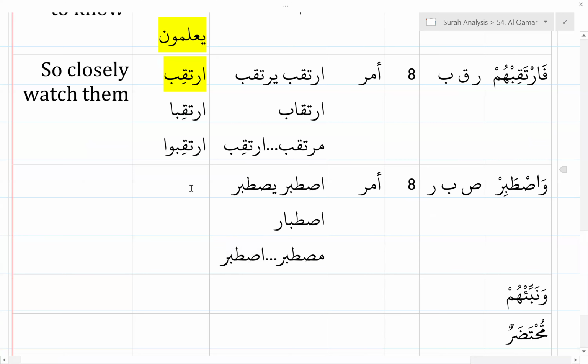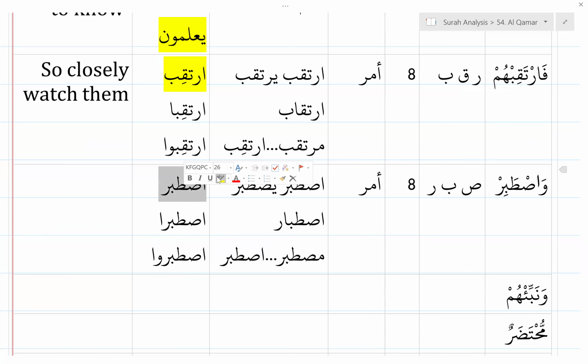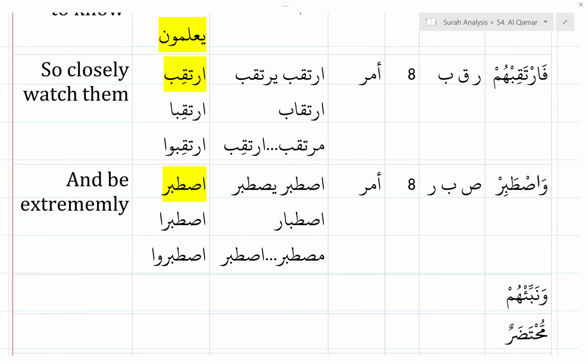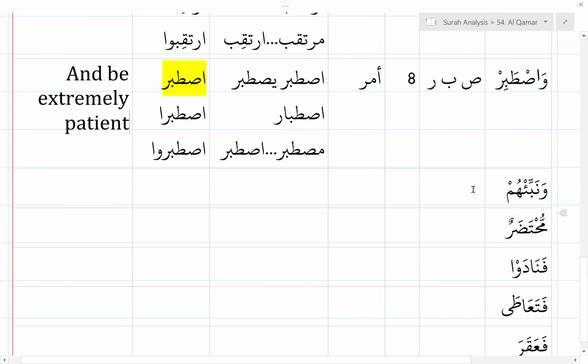Now we're going to do the sarf kabir of that. So istabir. استبر. Istabiru. To have patience. And I'm going to add extremely patient, because sabara is to be patient. Istabara, to be extremely patient. Remember, there's a rule. If you add more letters, then the meaning increases. So we took it from sabara to istabara. We added more letters. That's why I'm saying extremely patient.